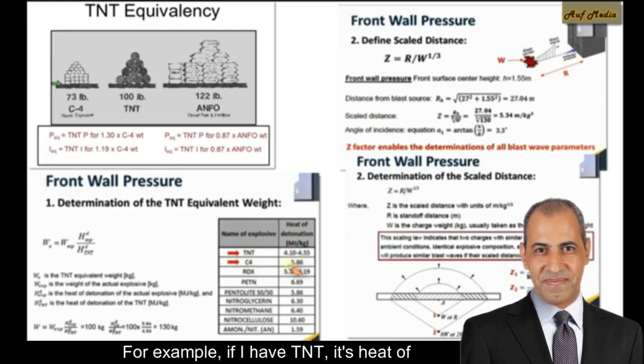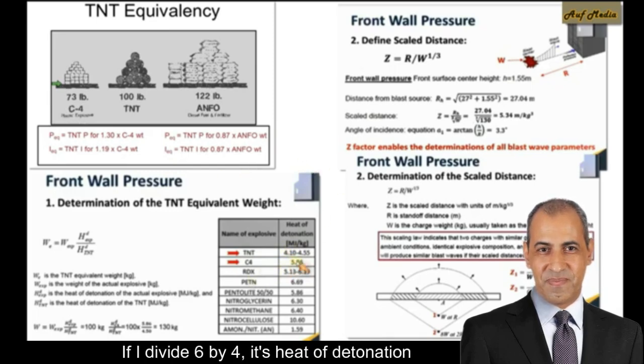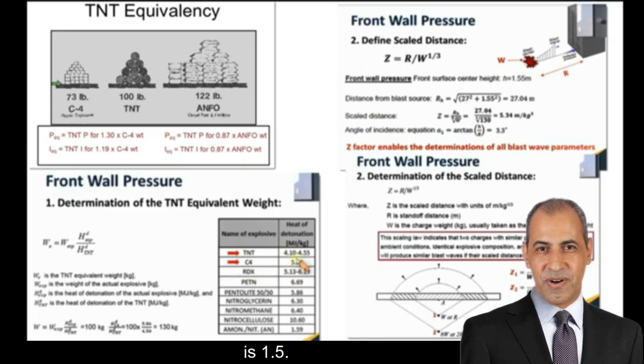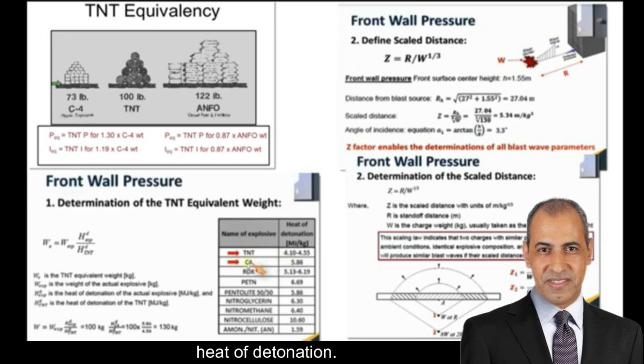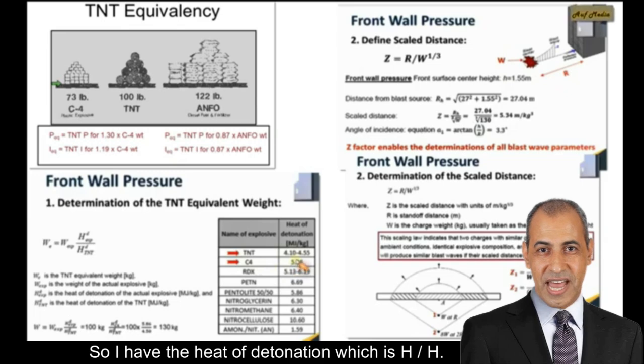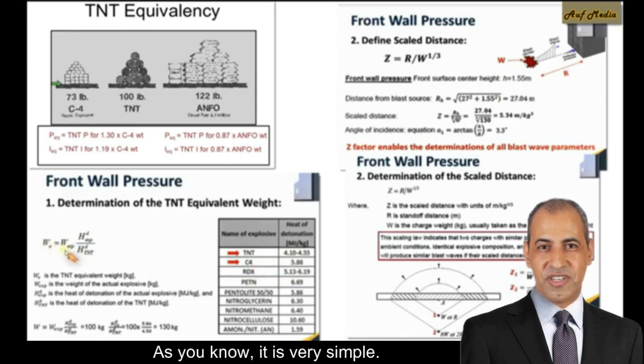For example, if I have TNT, its heat of detonation is 4, and C4, its heat of detonation is 6. If I divide 6 by 4, I get 1.5. So C4 is equal to TNT times 1.5 in terms of heat of detonation. So this gives you the same weight ratio. Each 2 kg of C4 is equal to 3 kg of TNT. So I have the heat of detonation, which is H over H. If I divide H by H, I get the ratio that I multiply by W of C4. I get the W equivalent. As you know, it is very simple.